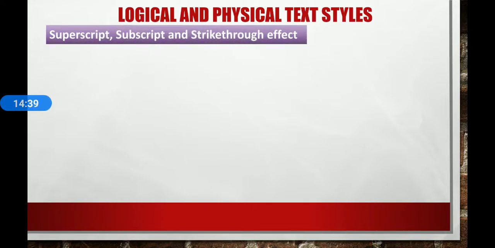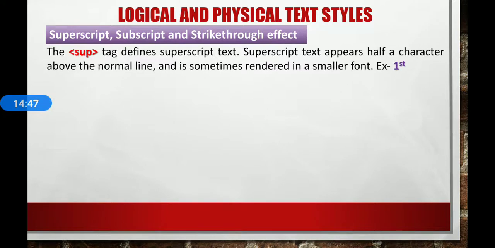Some other text styles are superscript, subscript, and strike through. The SUP tag defines superscript text. Superscript text appears half a character above the normal line and is sometimes rendered in a smaller font. For example, here "st" is just above the normal text line. We use the SUP tag, then inside the SUP and /SUP, "st" is given, so it will display just above the normal text line.